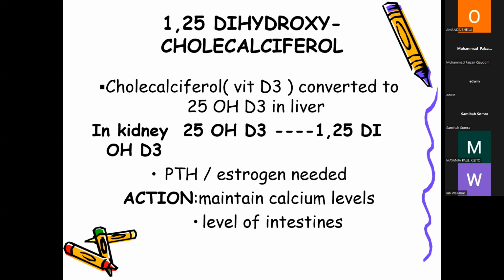Now, I must mention one other thing. You see, to be able to produce 125 dihydrocholecalciferol, one of the factors that are needed here is estrogen. So postmenopausally, you'll find women don't have estrogen, and therefore they will have a problem with manufacturing 125 dihydrocholecalciferol.